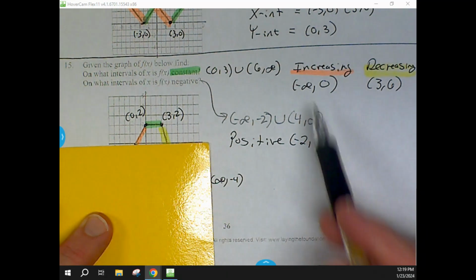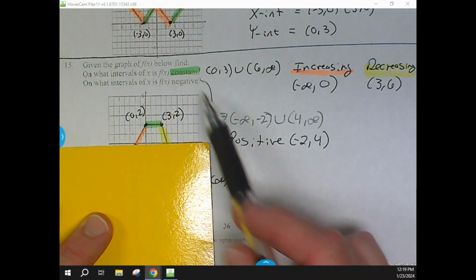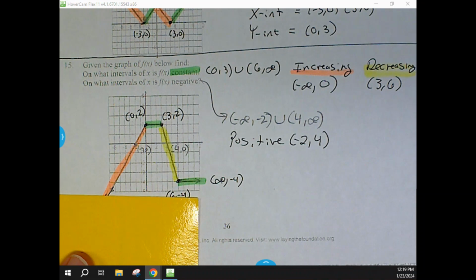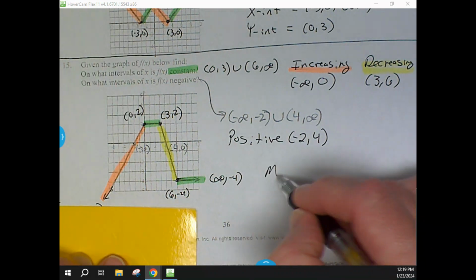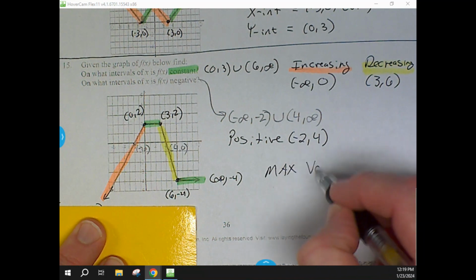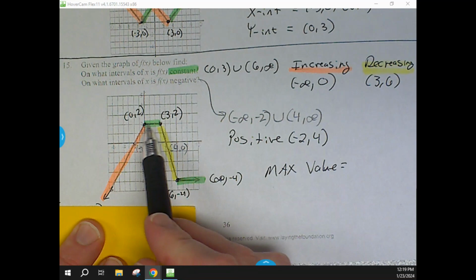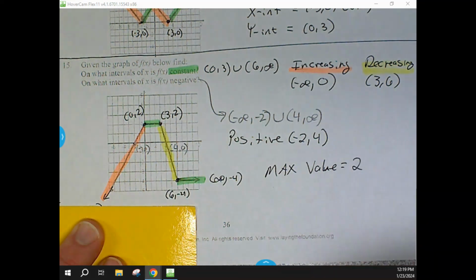Okay, so we've got increasing, decreasing, constant. We've got the positive. We've got the negative. The only thing left is the maximum values. Now again, there's not a maximum point, but we do have a max value because we've got a tie for all these points, but the one thing they all have in common is the y value is 2, so the max value would be 2.